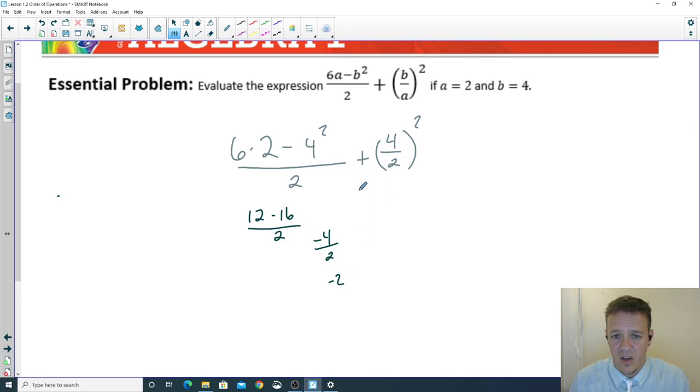So I'm going to drag this all the way down. So this is going to be 4. 4 divided by 2 is 2, but that's still squared, so that's going to be plus 4. So right here, this would be plus 4. So negative 2 plus 4 actually ends up being 2.